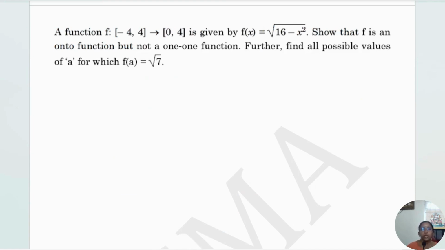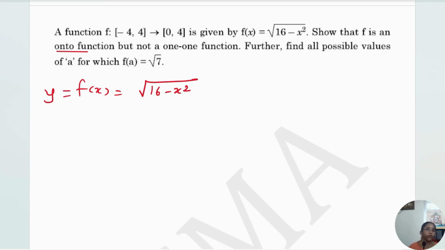Now read this problem. The function from [-4, 4] to [0, 4], so the input is -4 to +4 and the output is 0 to 4, is given by the function f(x) = root of (16 - x^2), that is nothing but our y. y = f(x). Show that f is an onto function but not 1 to 1.